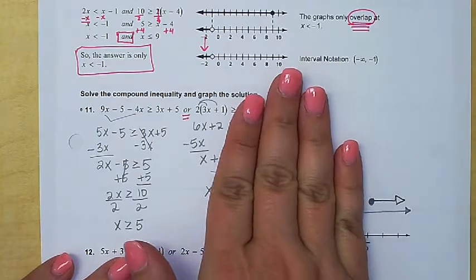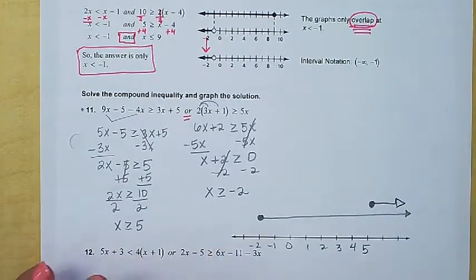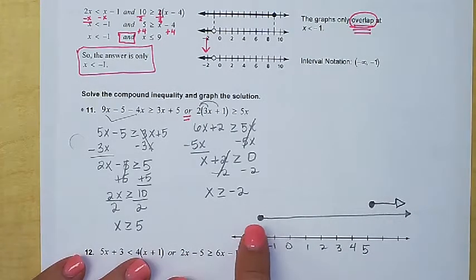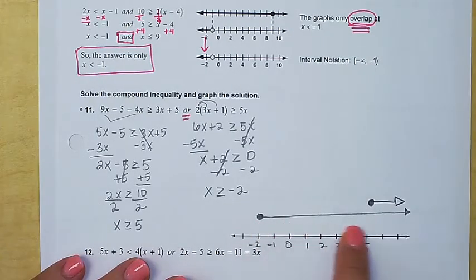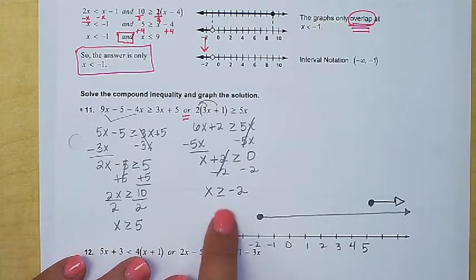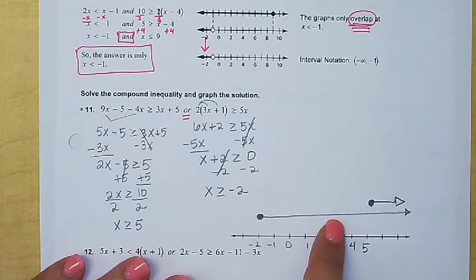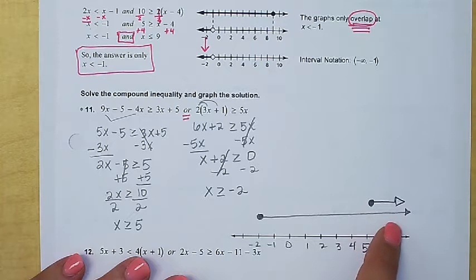So my solution would start here with the 5. But in this or statement, as long as it's true for at least one, we're good to go. So that means my solutions can start all the way here. It's basically my longer arrow. Anything less than -2 does not work for either one, so nothing there. But starting at -2, I have solutions that work in at least one of these, okay?